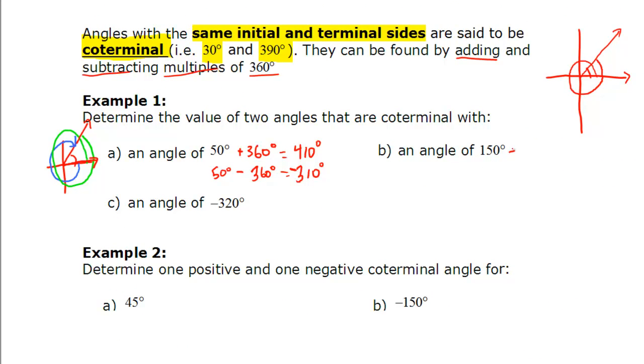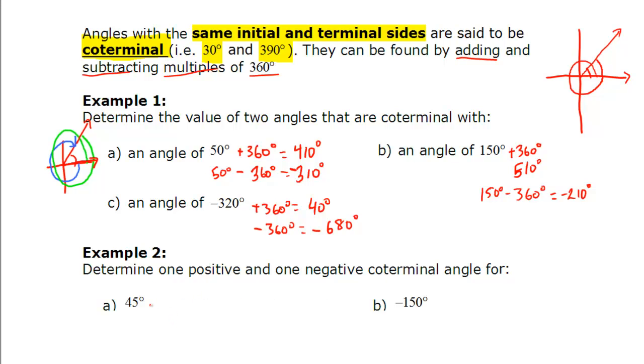So let's do the rest of these then. We're simply going to add 360 here and get 500, excuse me, and 10. And we can add 360 again if we want, or we can take the 150 and subtract 360, and that'll give you negative 210, and they're all degrees. We have an angle of negative 320. Well, if we want two coterminal, we can add 360 and get 40 degrees, or we can subtract 360 and get negative 680 degrees.